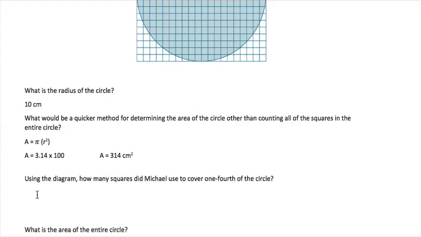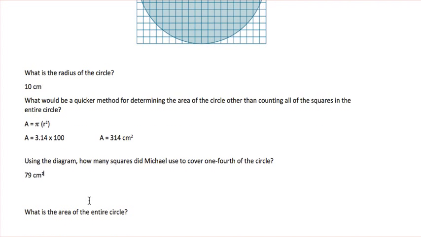1/4 of the circle was approximately equal to 79 square centimeters. And if we multiply that by 4, we would get 316 square centimeters.